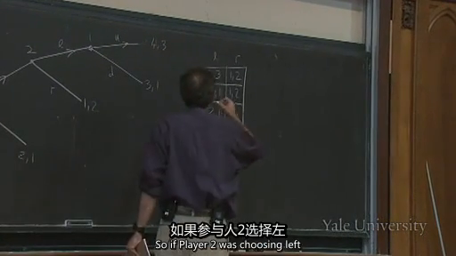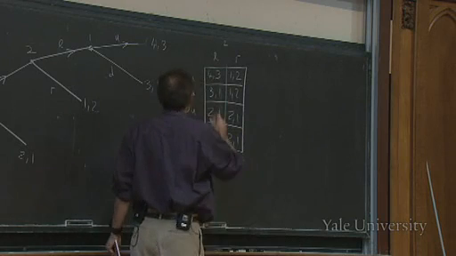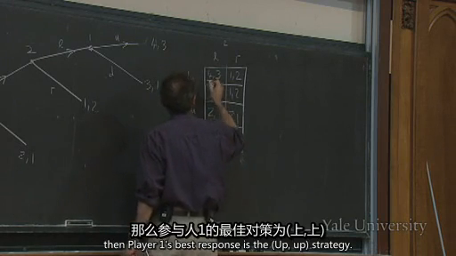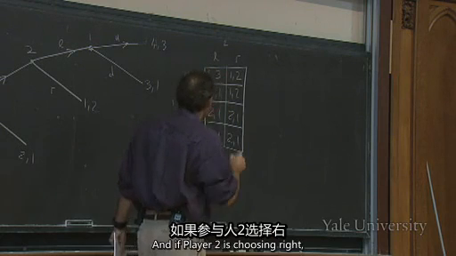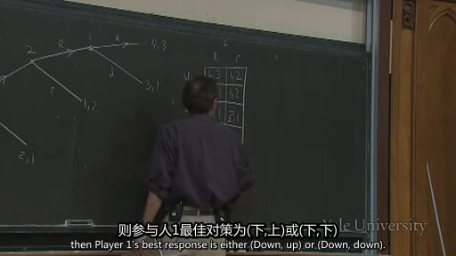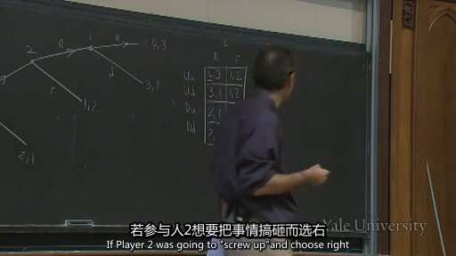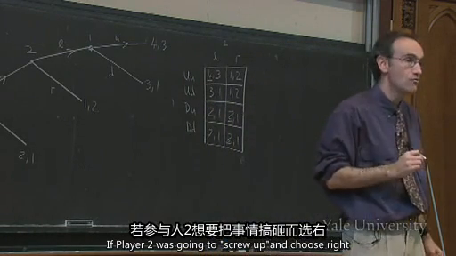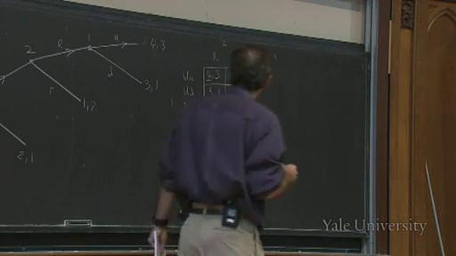All right, so if player 2 was choosing left, then player 1's best response is the up-up strategy. And if player 2 is choosing right, then player 1's best response is either down-up or down-down. That's exactly the conversation we just had. If player 2 was going to, quote, screw up and choose right, then player 1 wants to get out of the game immediately. All right?